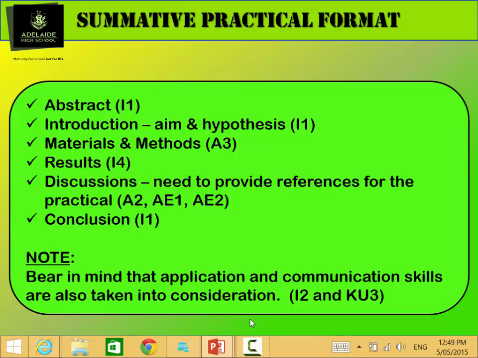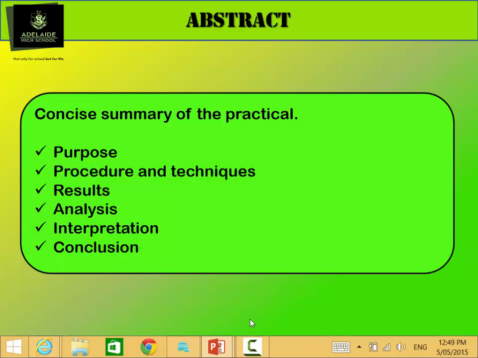Bear in mind as well that your application and communication skills will also be taken into consideration, and this would be given by your performance standards. I didn't give you any marks for this because I'm marking based on the standards and grading them based on grades.